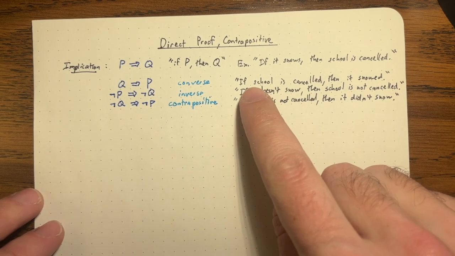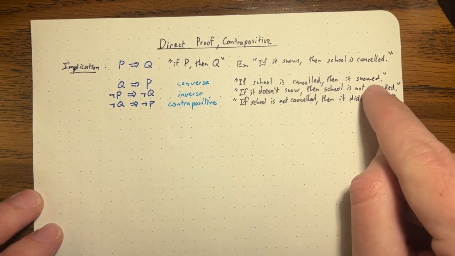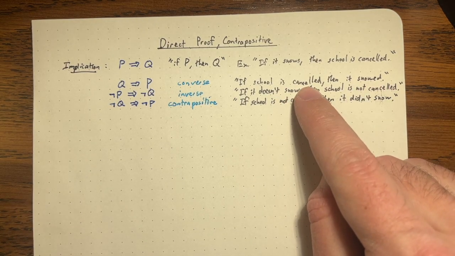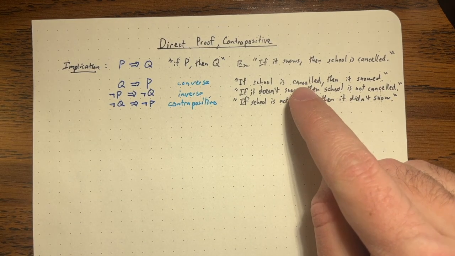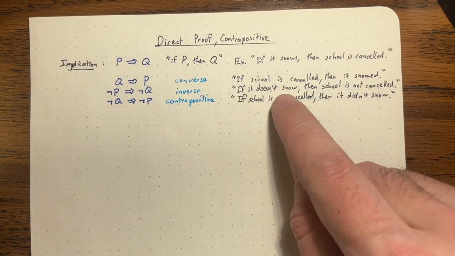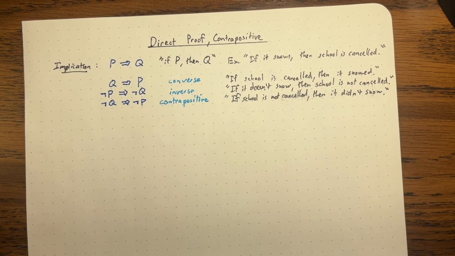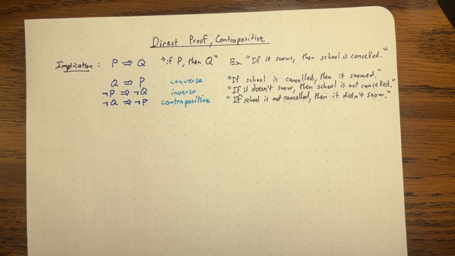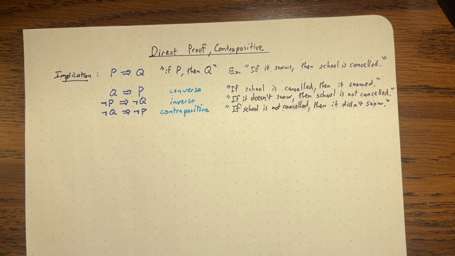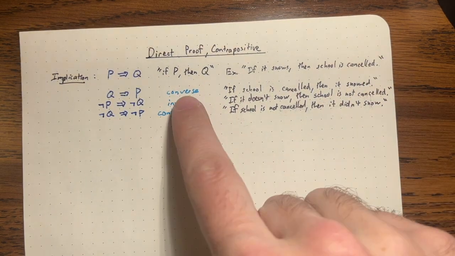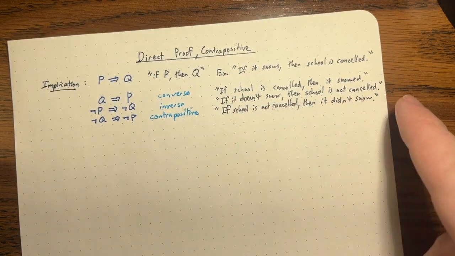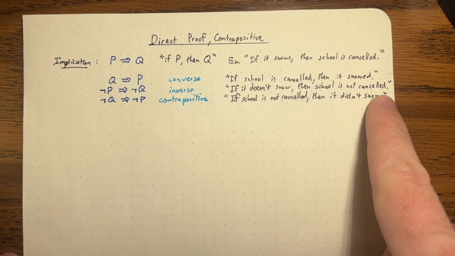So is it true that if school is canceled, then it snowed? Well, no, not necessarily, right? School could be canceled for other reasons. So this being true does not imply that this is true. If it doesn't snow, then school is not canceled. Well, it kind of has the same problem as the converse. If it doesn't snow, we have no idea. School could have been canceled for some other reason, right?